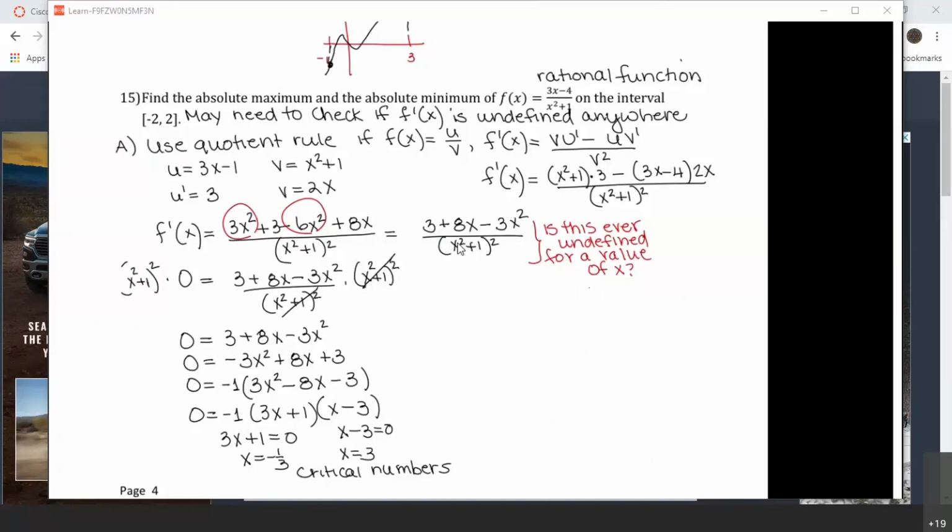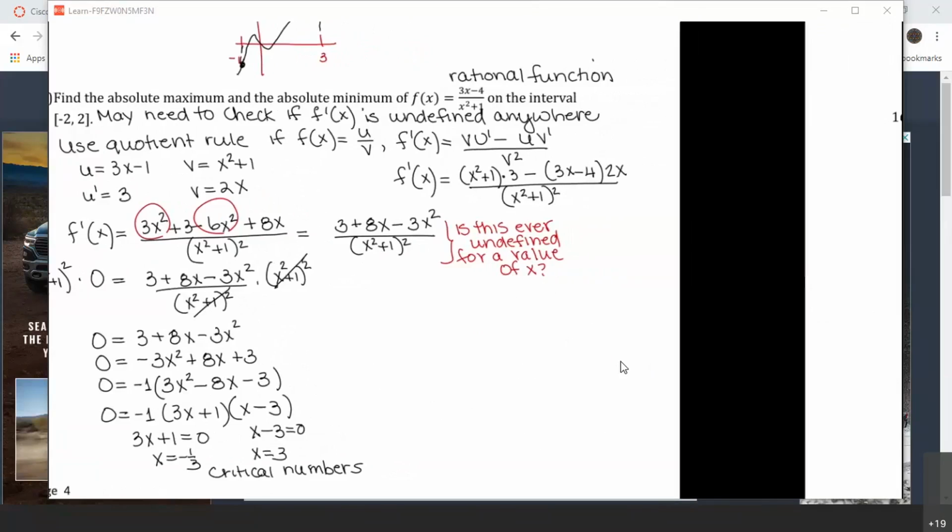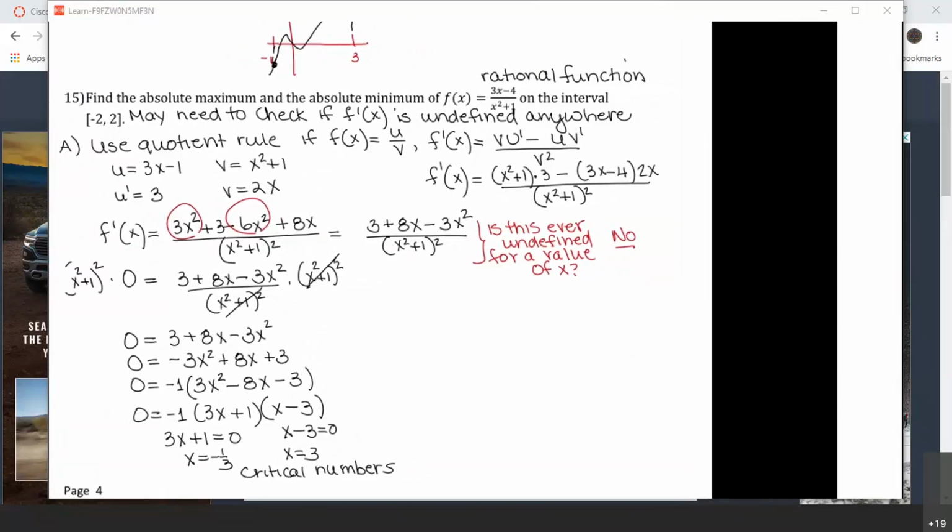Because of the squaring, which makes whatever x you put in positive, and because this is a plus and not a minus, this can never be 0. So my answer to this question is no. I don't need to worry about where the derivative is undefined.